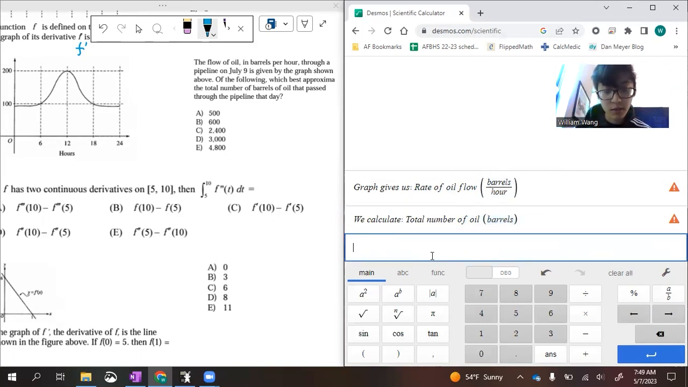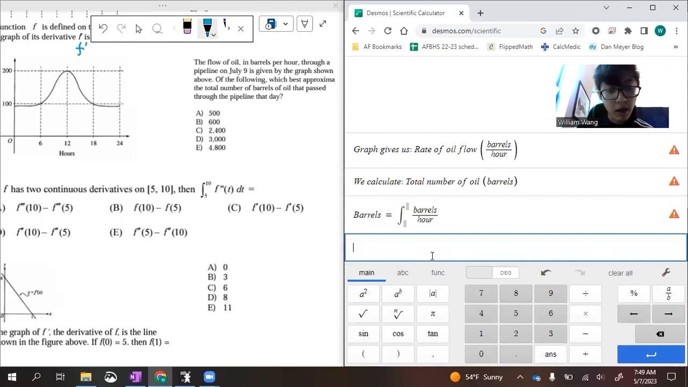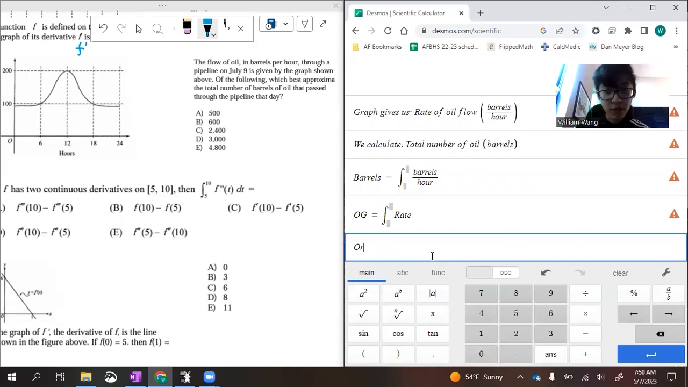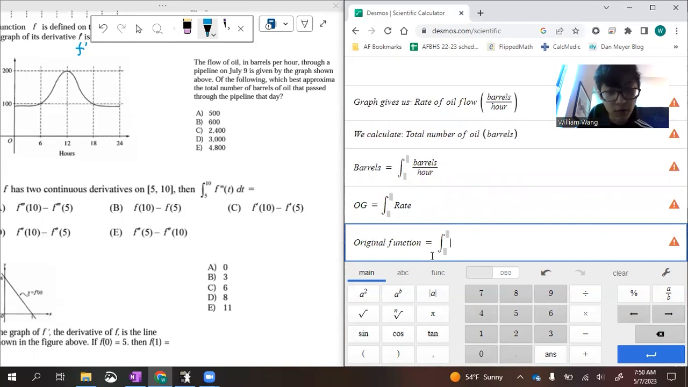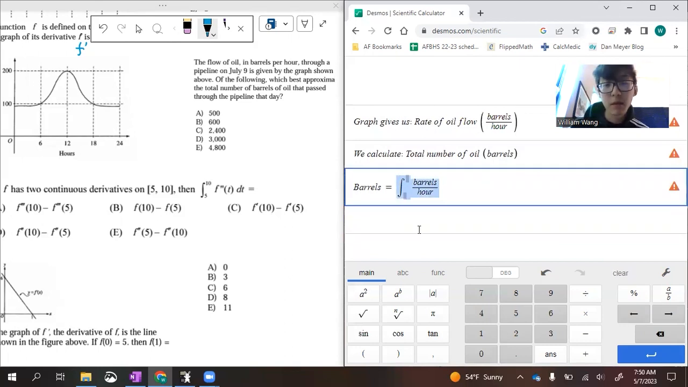So I'm going to say the barrels is equal to the integral of my barrels per hour function, right? That's the same as my OG function, which I sometimes use to label in class, is the integral of my rate function, AKA my original function is the integral of my derivative. So I'm going to say f of x is the integral of my derivative. All right, so hopefully that makes sense. So let's just integrate my barrels per hour function.